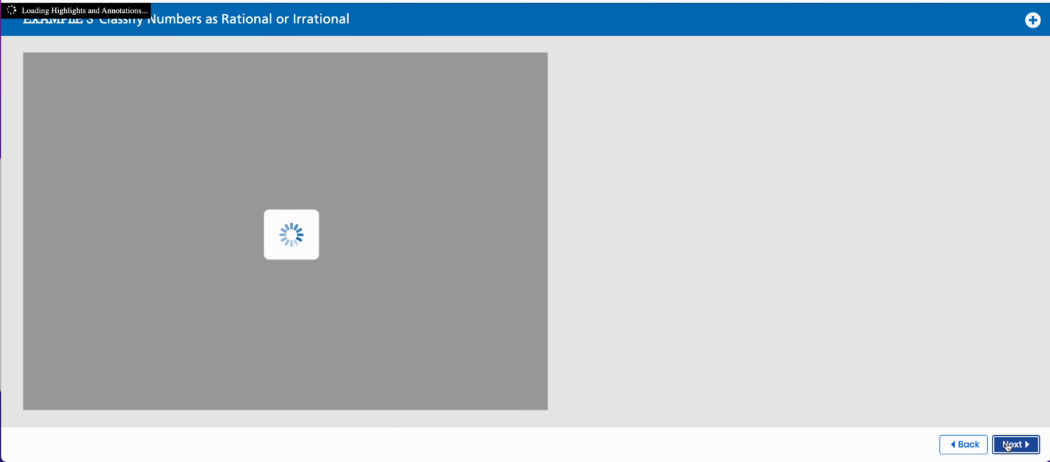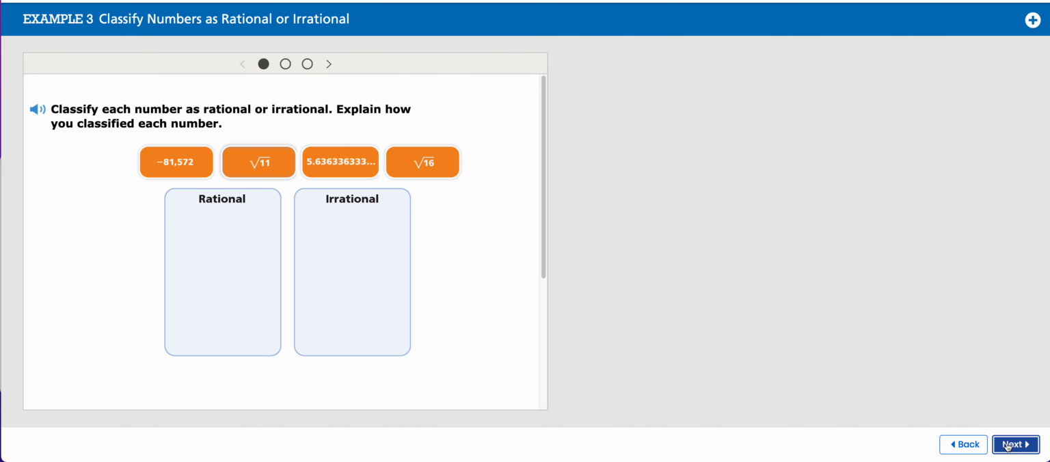All right, what's next? Was this page 17 that we're on, middle of page 17? Yeah. Okay, middle of page 17. Classify each number as rational or irrational and explain how you classified it. I think it's already filled out in your book. So where is negative 81,572? Rational. It's rational. Okay, what about the square root of 11? Irrational. That's irrational. What about 56366?